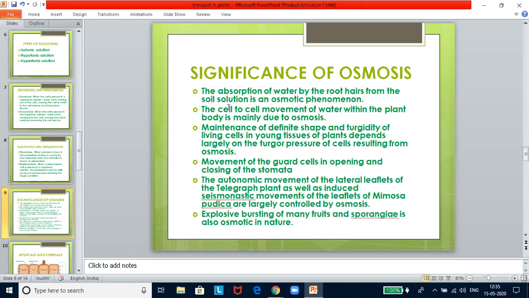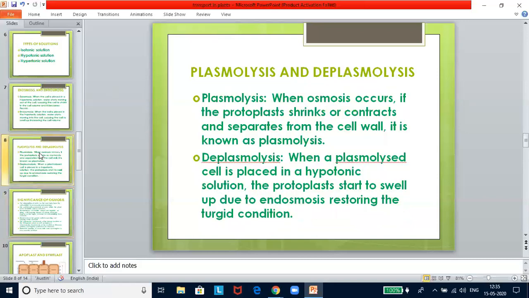Explosive bursting of many fruits and sporangia, that is in fungi, is also due to osmosis. So this is about the significance of osmosis. Now let us also look at other terms which we will be commonly encountering. One is plasmolysis, the other is deplasmolysis.